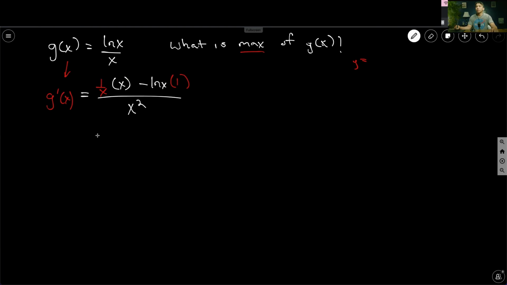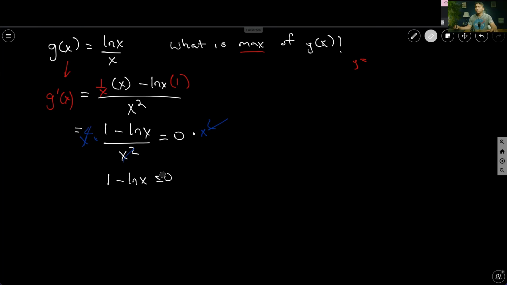Now let's simplify things. This is equal to 1 over x, which is just 1, so 1 minus the ln of x, all over x squared. And this has to be set equal to 0. So now we multiply both sides by x squared to move it to the other side. The x squared cancels, that goes to 0. So now we're left with 1 minus ln of x is equal to 0.